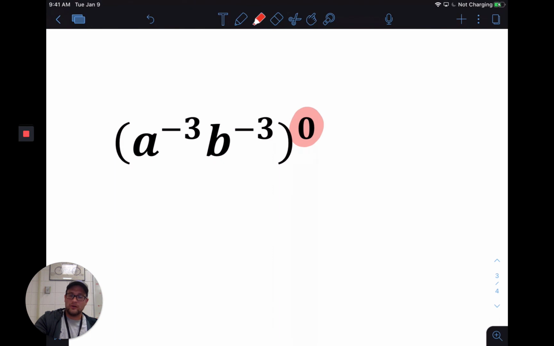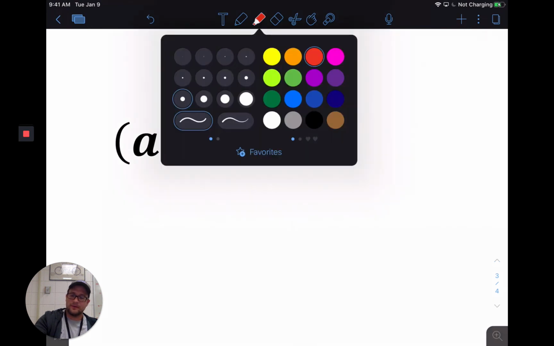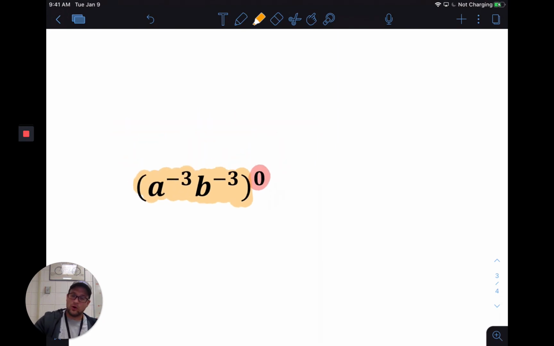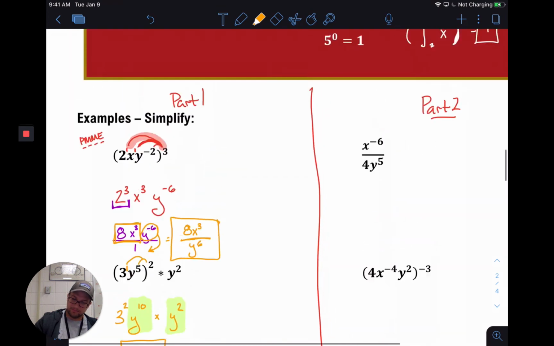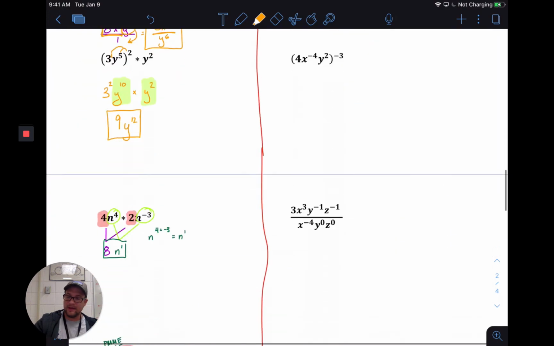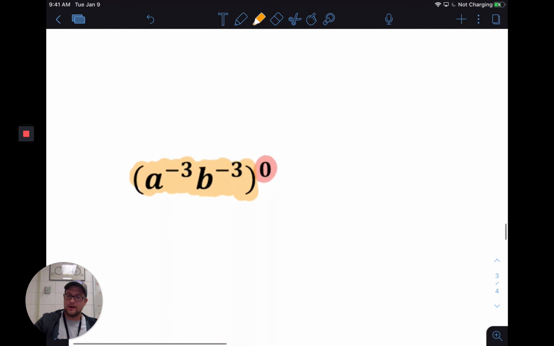Remember, all of this inside here is being raised to the 0 power. And if we go all the way back up to our rule up top, we know that any number raised to the 0 power is equal to 1. This is a number, right? Whether we believe it or not, this is just a number. And any number raised to the power of 0 is equal to 1.